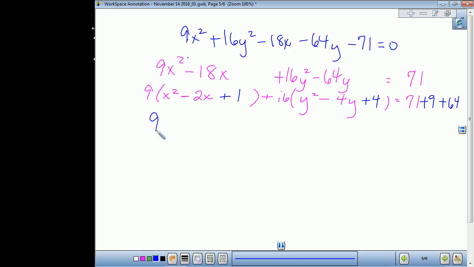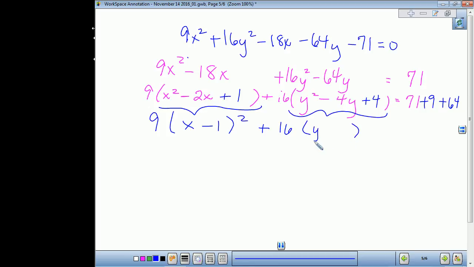Then math magic starts to happen, and it's so exciting the way it unfolds right before your very eyes. Here we have a trinomial which factors beautifully into a binomial squared: x minus 1. And again, we have another happy trinomial: y minus 2. Now these better factor because we just completed the square to make them do this. We force them to do that. And then all of this turns into 144.